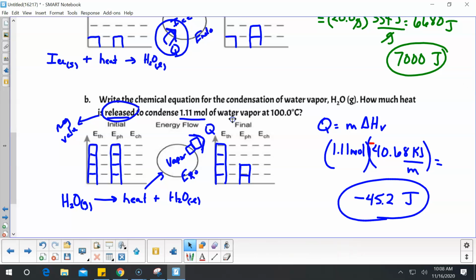Now, you should be able to go on, and we're going to do a problem with a heating curve.